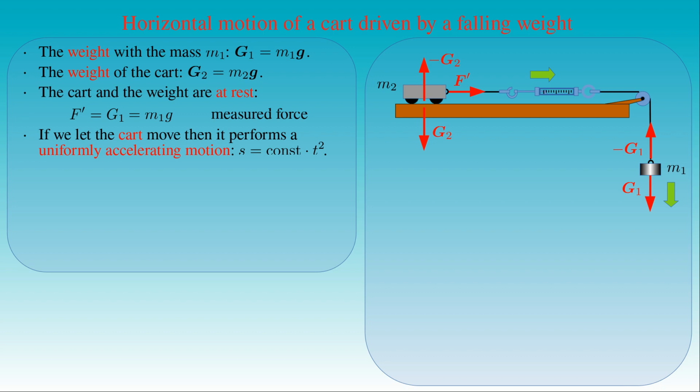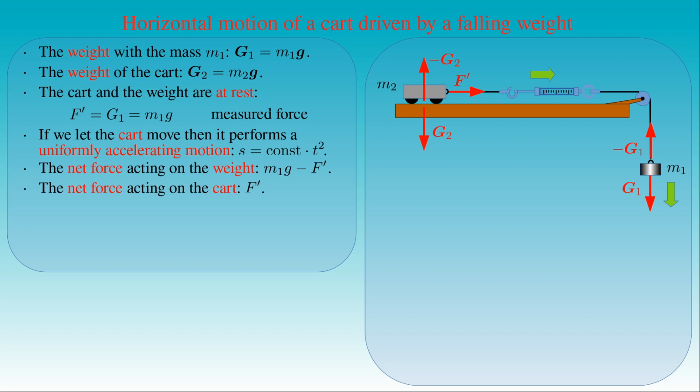The forces F' and minus G1 pulling the strings and the spring scale point to the left and upward respectively, but they have the same magnitude. As a result, the magnitude of the net force acting on the weight is given by the mass m1 times the magnitude of the gravitational acceleration g, minus the magnitude of the force F', whereas the magnitude of the net force acting on the cart is equal to the magnitude of the force F'.